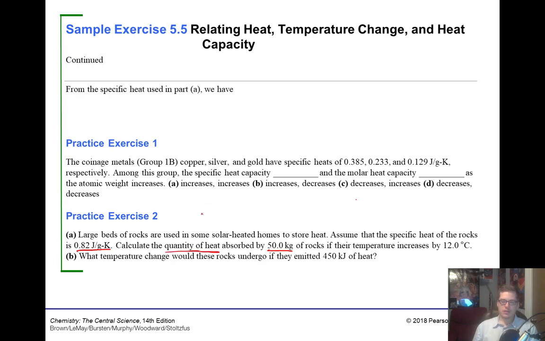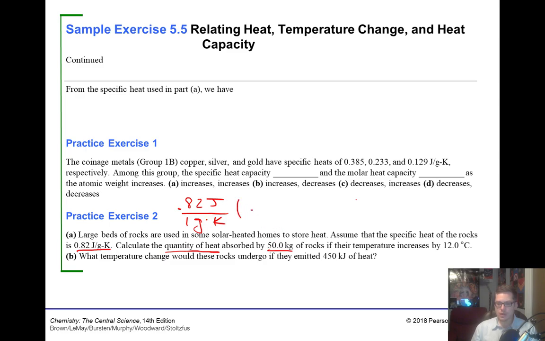Now, a lot of you will probably be really good at this, because essentially we're just going to be playing with units. Since we had lots of practice with this back when we did stoichiometry, this should be pretty easy. So we have 0.82 joules per 1 gram Kelvin. We want the heat absorbed, and heat is in joules. So we just need to get the joules by itself, which means if we multiply by grams and the temperature, we'll be left with just joules.